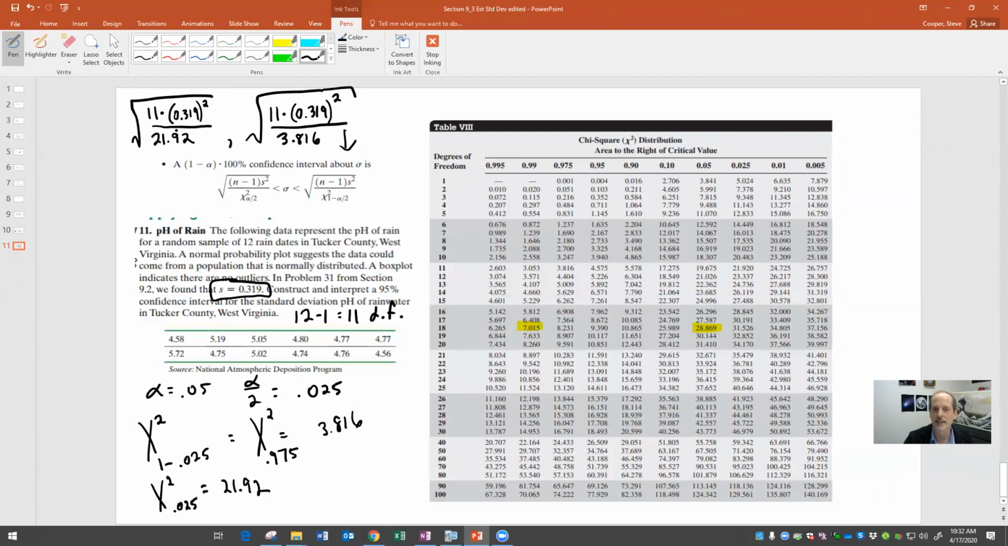Remember, the larger one has to be on the lower bound because it's in the denominator and it's going to divide this fewer times, making a smaller number. This will fit in there more times, making a larger number. Okay, so if we calculated those out, we should get the lower bound of 0.226. And the upper bound of 0.542.